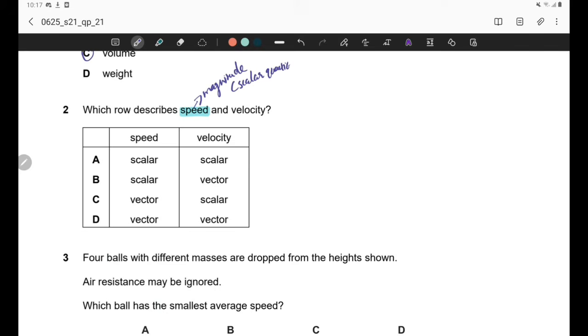Whereas velocity is a physical quantity which has both magnitude and direction. We should mention the direction also, that in which direction that object is moving. Therefore, velocity is a vector quantity. So by looking at the options, we can see speed is scalar and velocity is vector. Therefore, the correct answer is option B.